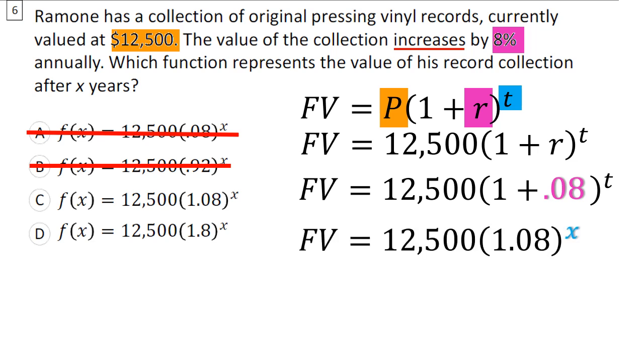That's not a big deal. Whenever it says X years, that just means they're replacing the T with the X. But as soon as we got that 1.08, we should have spotted that the answer was C. Be careful, 1.8 is also tempting, but that would be 80%. Make sure you get your decimal moved the right number of places.